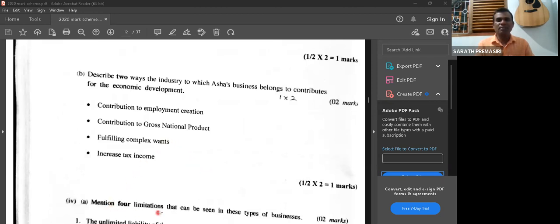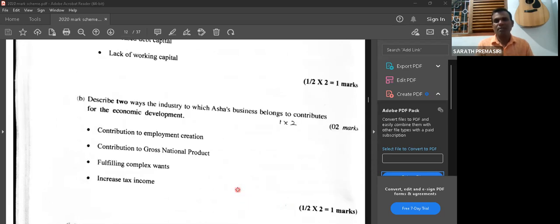Mention 4 limitations that can be seen in this type of business. Now first you have to identify what is the type of business. Then after identifying the type of business, thereafter you can answer some drawbacks or limitations with regard to these types of businesses.